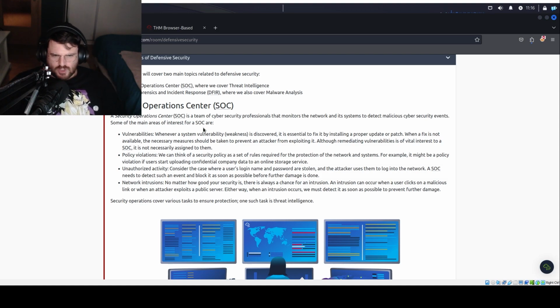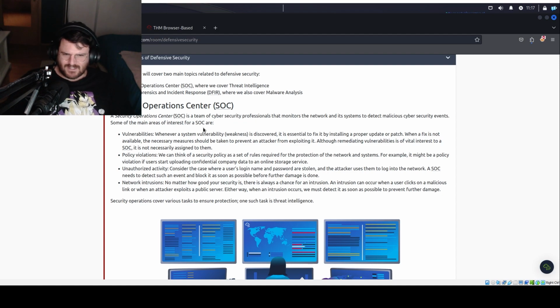Network intrusion. No matter how good your security is, there is always a chance for an intrusion. An intrusion can occur when a user clicks on a malicious link or when an attacker exploits a public server. Either way, when an intrusion occurs, we must detect it as soon as possible to prevent further damage.